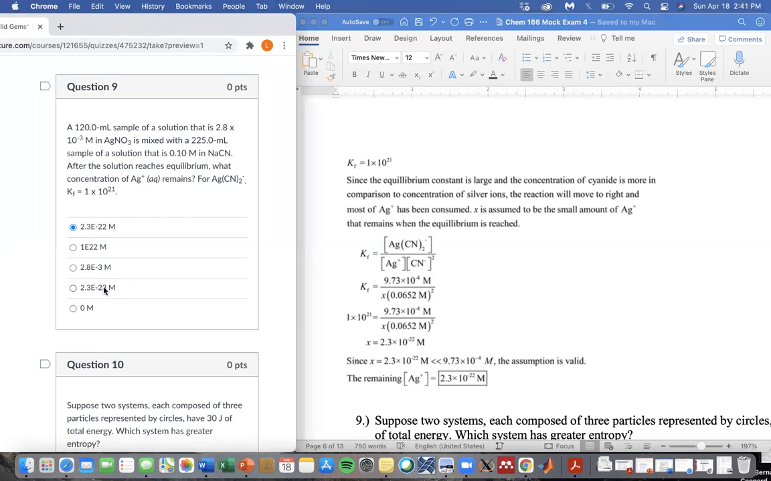If you got 2.3 times 10 to the negative 23rd, I think that is if you didn't calculate new concentrations with the total volume here. So if you got this one wrong, but you got this one, that's what you did wrong. A pretty simple mistake, just to keep that in mind. Any questions about that one? Does that make sense?